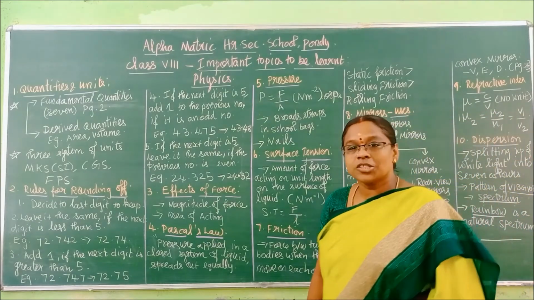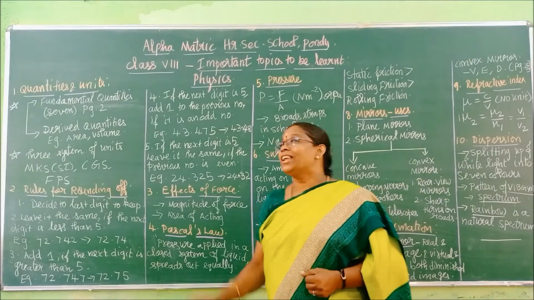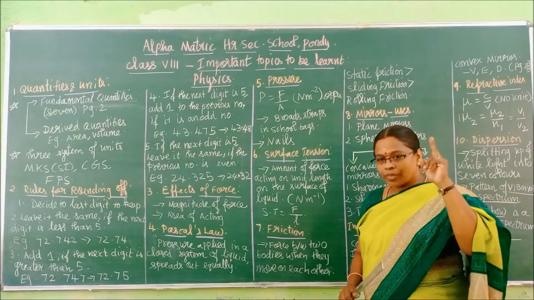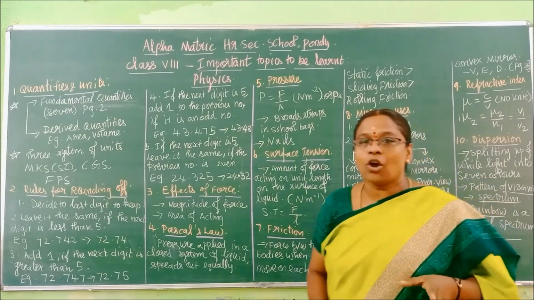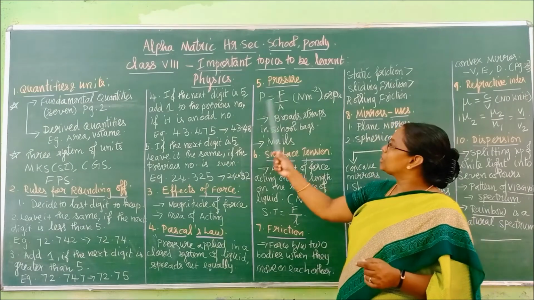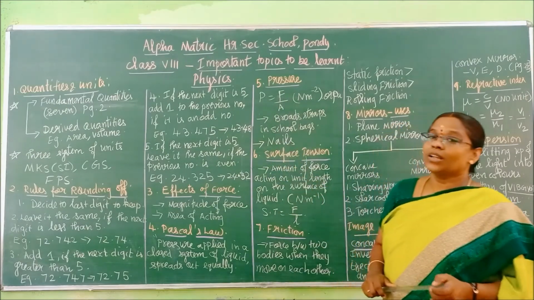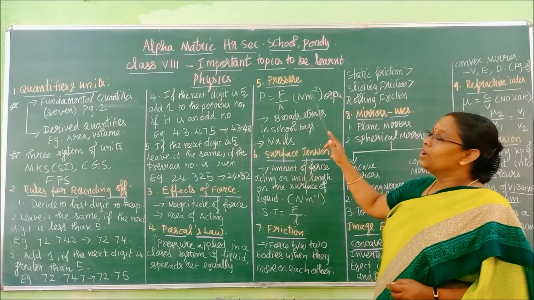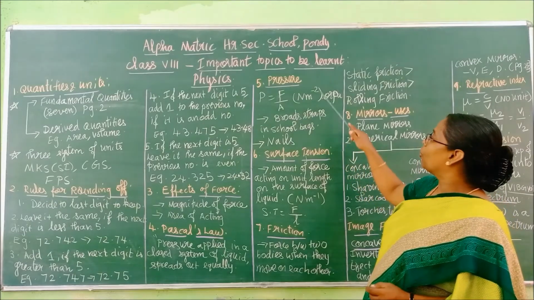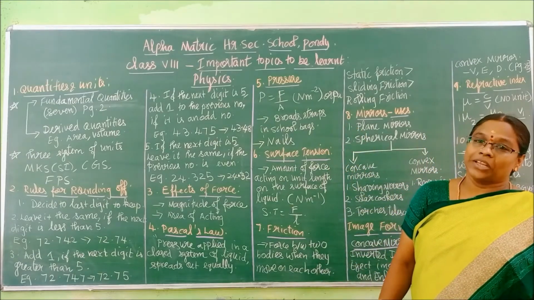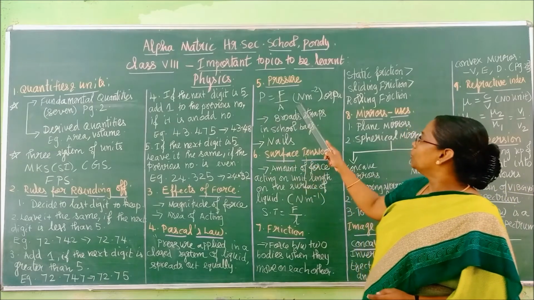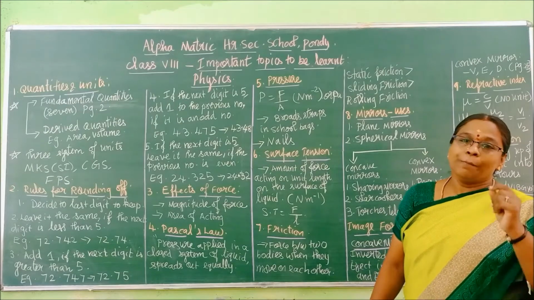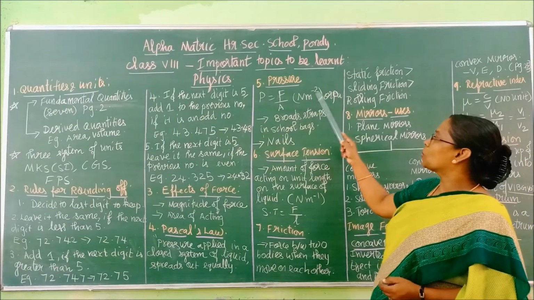What is the meaning of pressure? Definition of pressure: force acting on a unit area is called pressure. Remember, pressure is the force acting on a unit area. What is the formula? Pressure is equal to force by area. What is the unit? The force unit is Newton. The area's unit is meter square. That meter square is in the denominator. When it goes up, it becomes m to the power minus 2. So what is pressure's unit? Newton per meter square. Per, Newton per meter square.